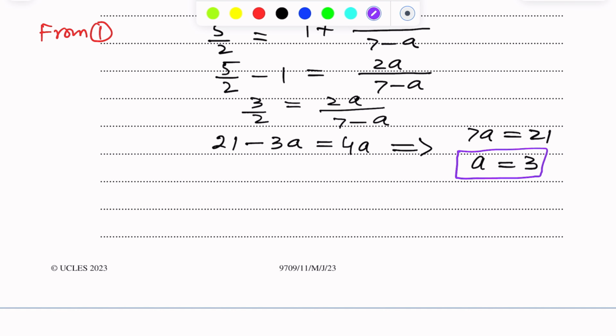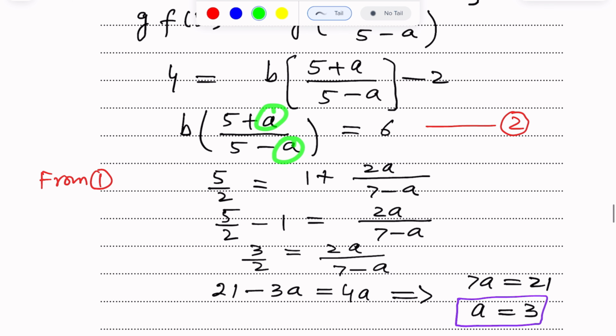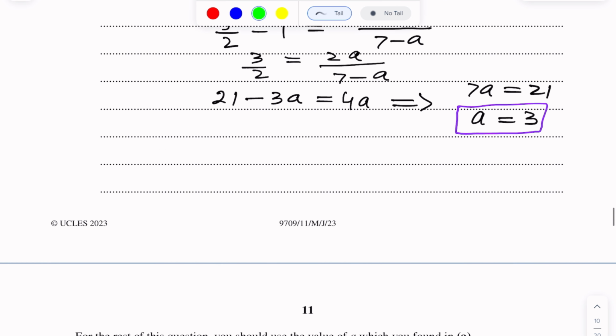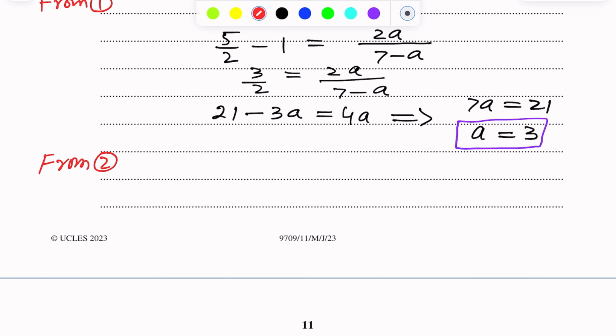Now from equation number 2, equation number 2 is this. Putting the value of a in this equation, we can get the value of b. So we are putting the value of a in equation number 2. From equation number 2, b, putting the value of a, 5 plus 3 over 5 minus 3 is equal to 6.